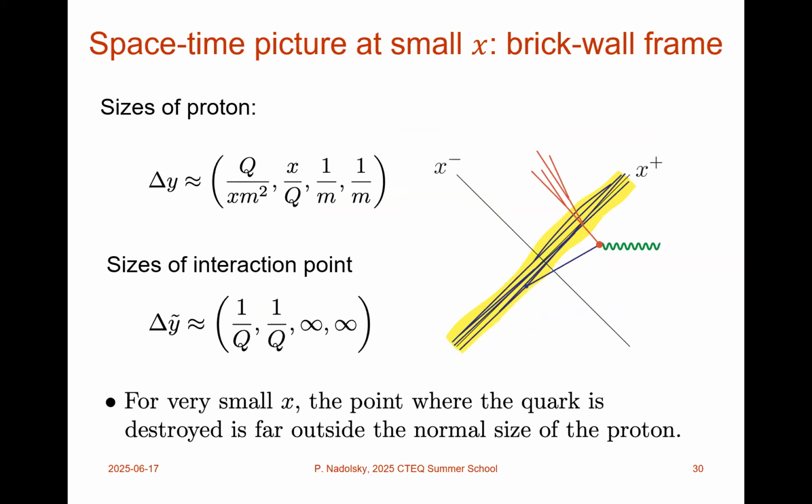Just to summarize how this happens, if we were in the Breit frame, the typical sizes of the proton are given by this: the plus size is large, the minus size is small, and the transverse size is about 1/m. But the sizes of the interaction points are like 1/Q, 1/Q, and infinite in the transverse direction.